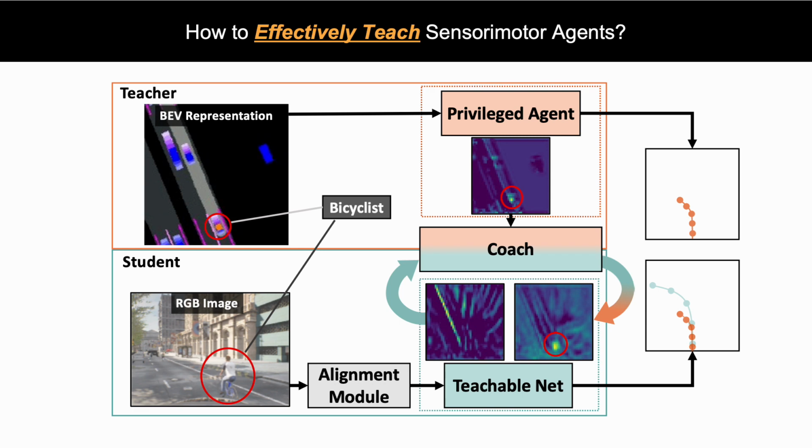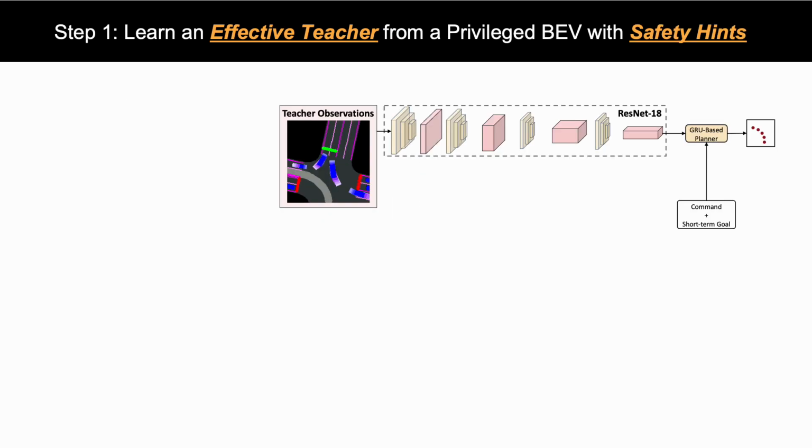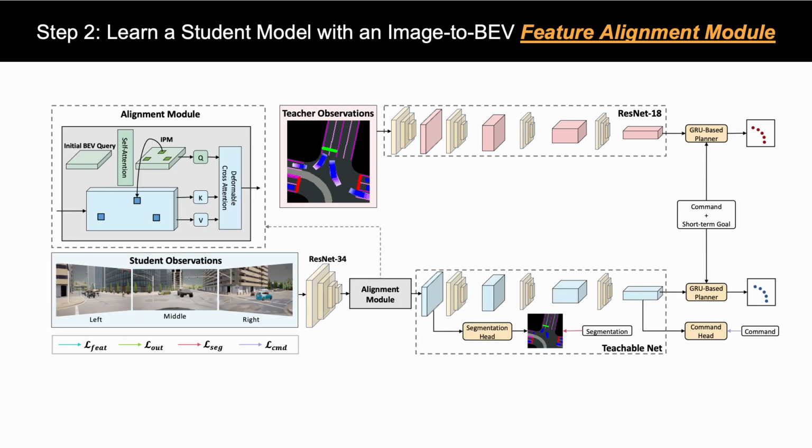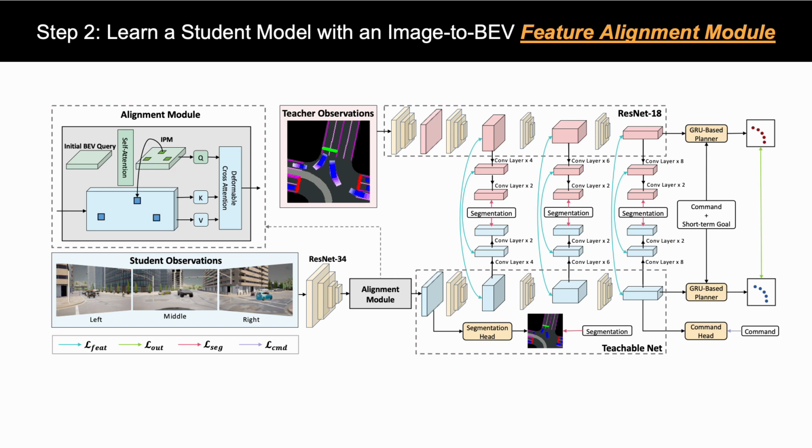The method comprises 3 steps. We first design a high-capacity privileged agent that surpasses prior experts on CARLA. The agent is learned via imitation over a safety-aware bird's-eye view space. To address the differences in inputs between student and teacher networks, we leverage a transformer-based image-to-BEV space alignment module. The student can then benefit from extensive deep supervision over its internal features.